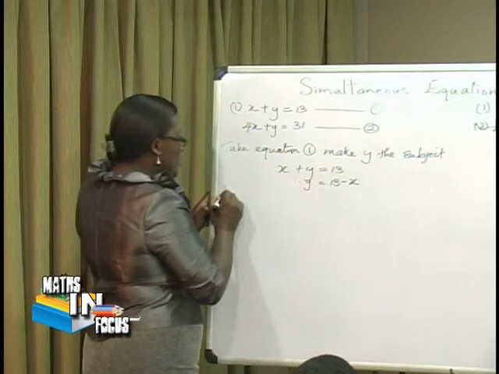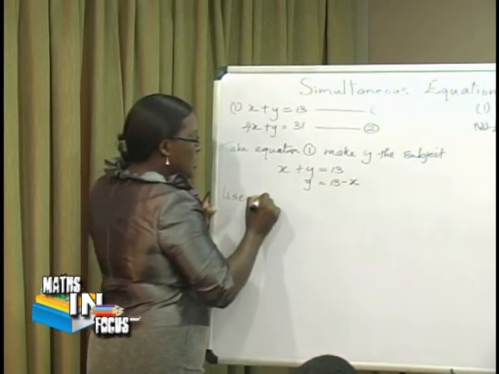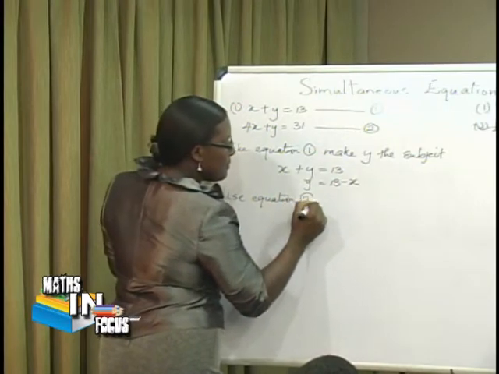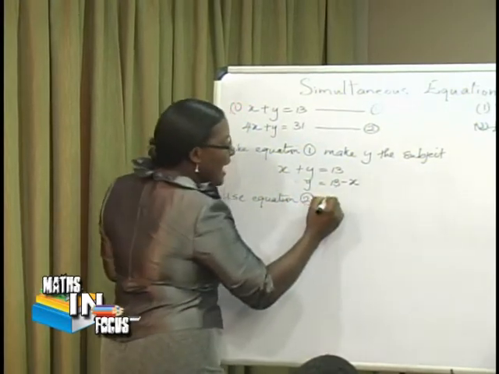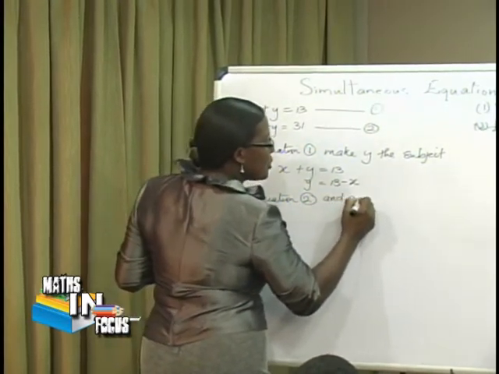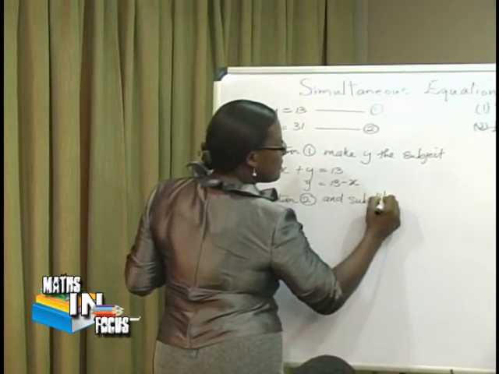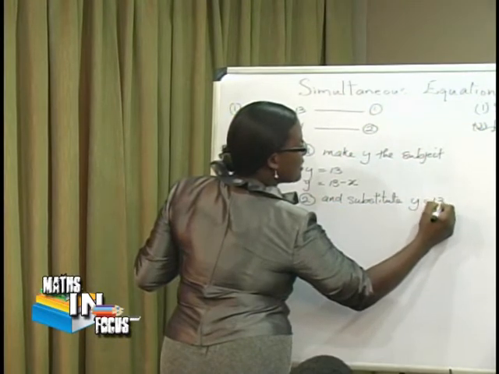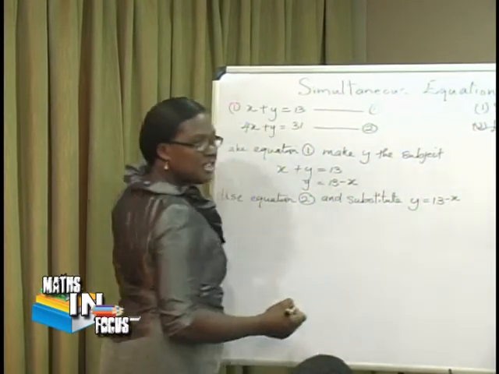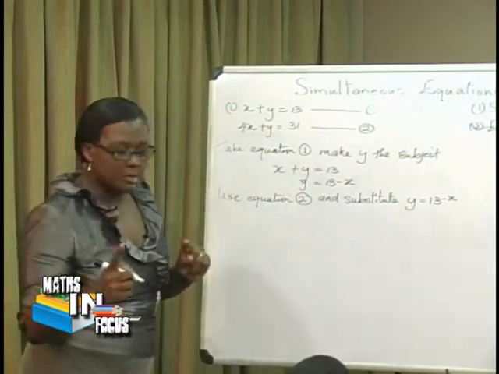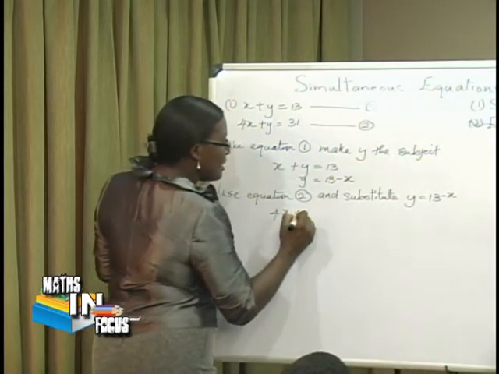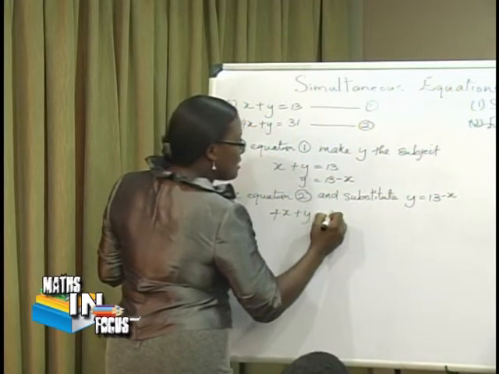Next step, we're going to use equation 2 and substitute y equals 13 take x. Now this is when the substitution comes. Equation 2 says 4x plus y equals 31.